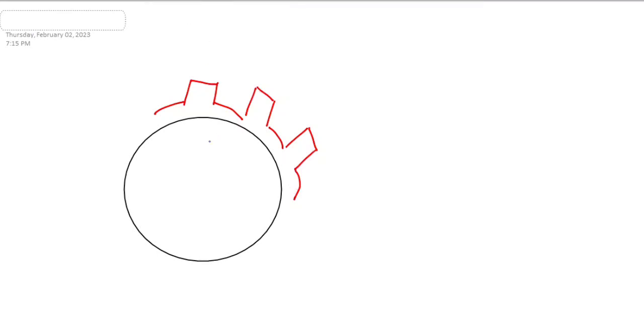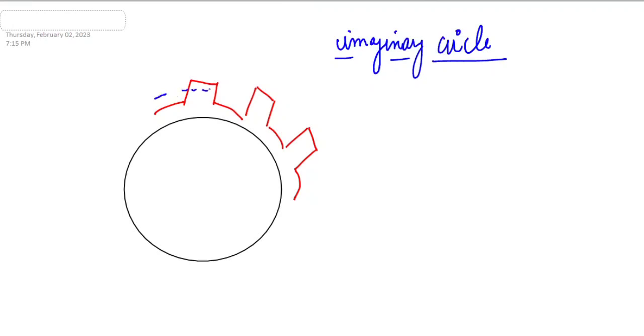So the pitch circle is an imaginary circle. This circle doesn't actually exist, and the gears are classified or differentiated by this parameter. We assume that this circle passes right through the middle of the teeth of the gears.